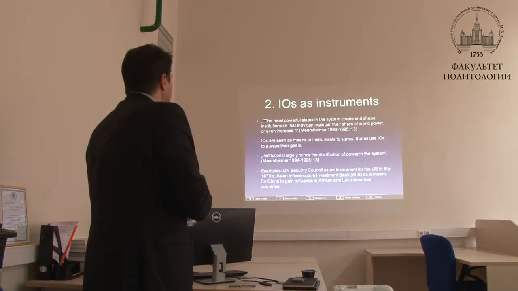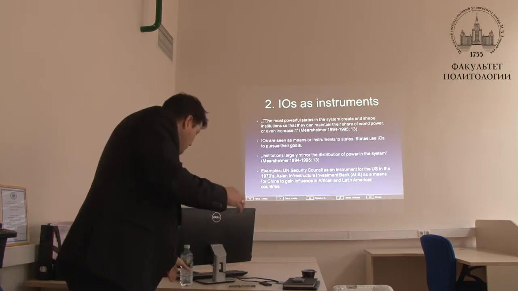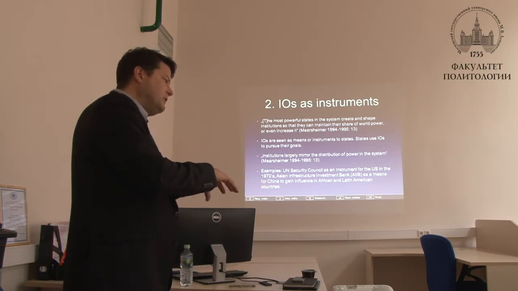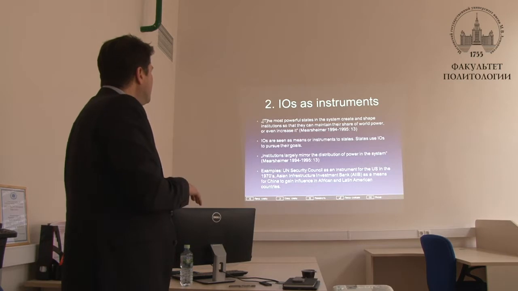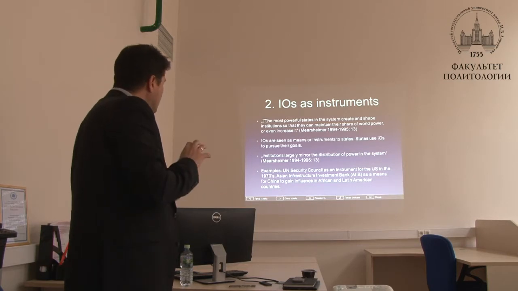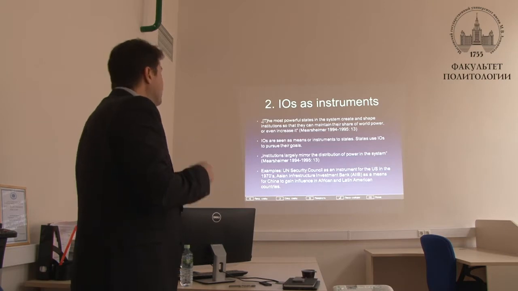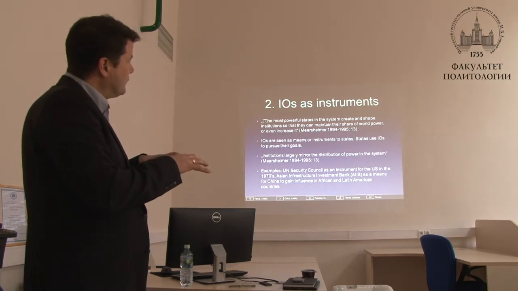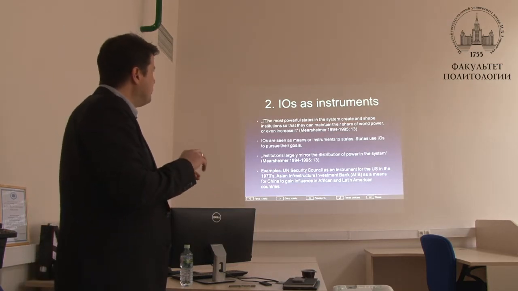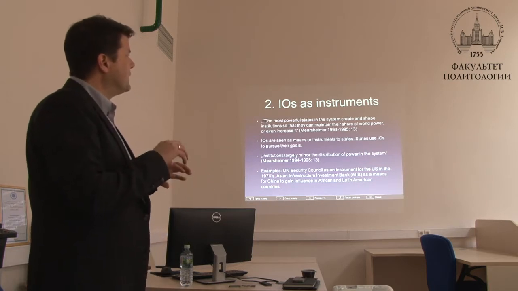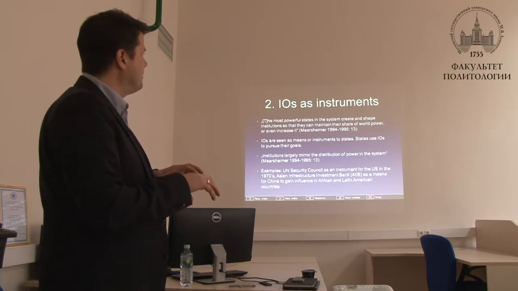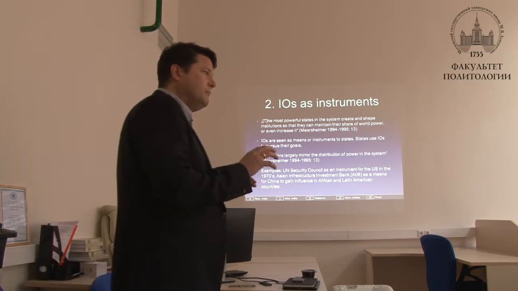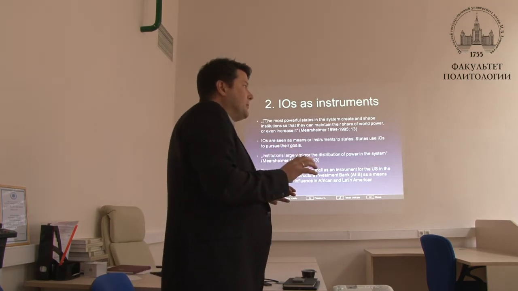According to world politics, the most powerful, according to this understanding again, of world politics as an anarchic system in which states are the unitary, rational actors, in which states rather arm themselves instead of forming alliances. In this kind of system, the most powerful states create and shape institutions so that they can maintain their share of world power or even increase it. This is the one central understanding of Mearsheimer in this case.